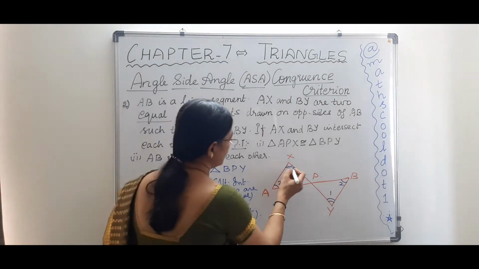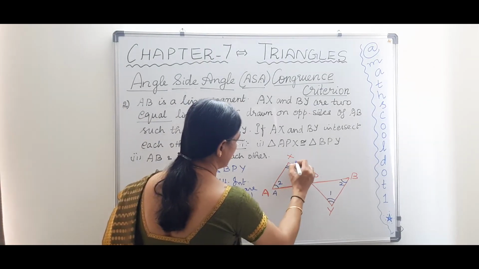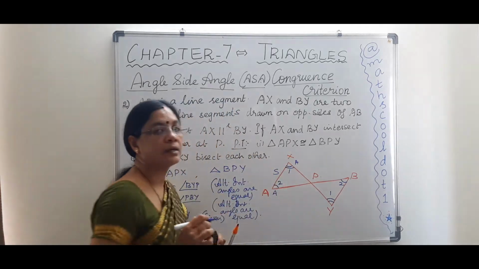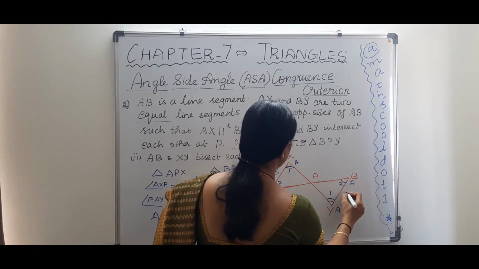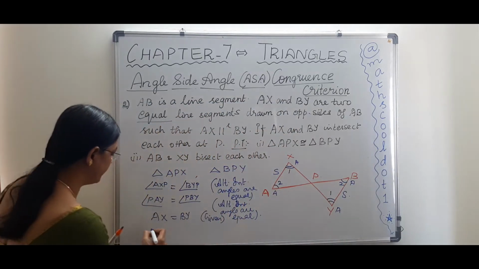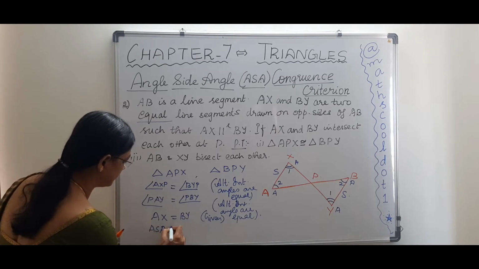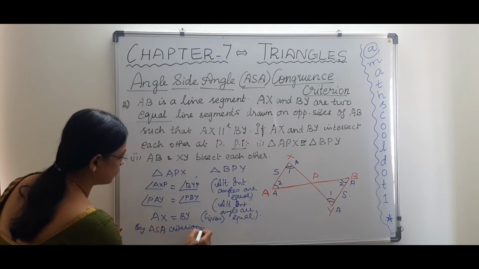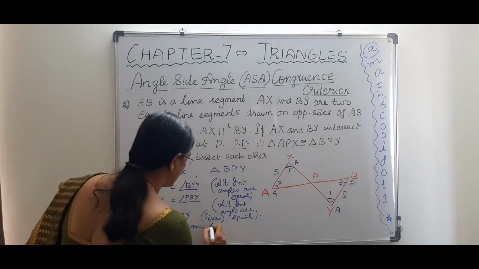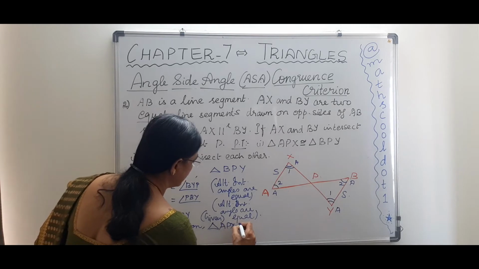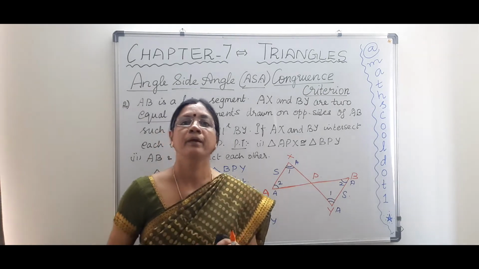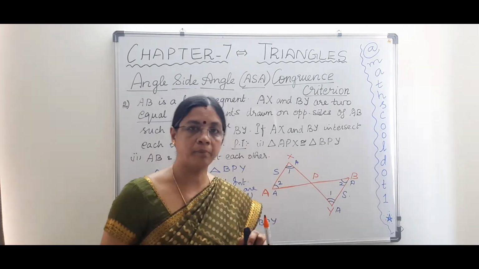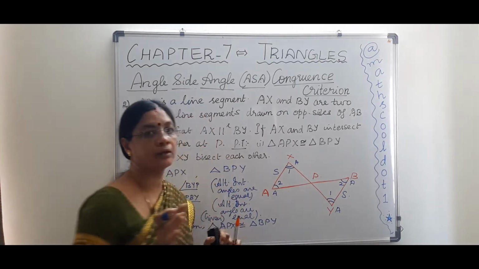Now when you observe, you have two angles here. See, angle 1, angle 2 and a side enclosed. Likewise, angle 1, angle 2 and a side enclosed. So according to ASA criterion, what do we have? We have triangle APX is congruent to triangle BPY. So that is how we prove triangle APX is congruent to BPY. Isn't it? We have two angles and the side enclosed within it.